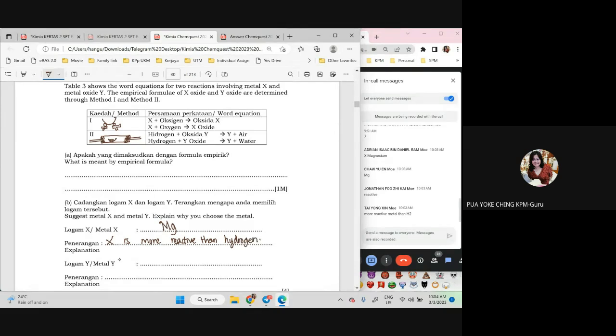Okay, so Y is your Pb. So your answer, it will be less reactive than hydrogen. Okay, sebab ini sudah melibatkan reactivity series. It's actually in your redox chapter.